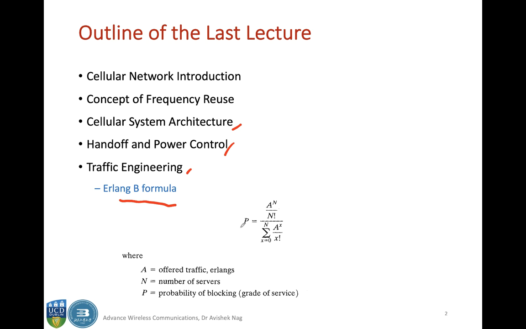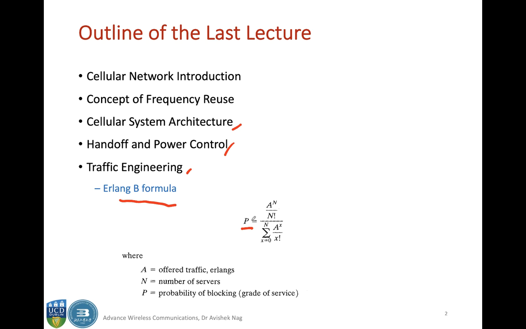So this is the probability of blocking in a lost call cleared system, assuming that the number of users is infinite, and A is your offered traffic in Erlangs, N is the number of servers, and if you know them, then you can write down the expression for the probability of blocking, which is sometimes also called grade of service.